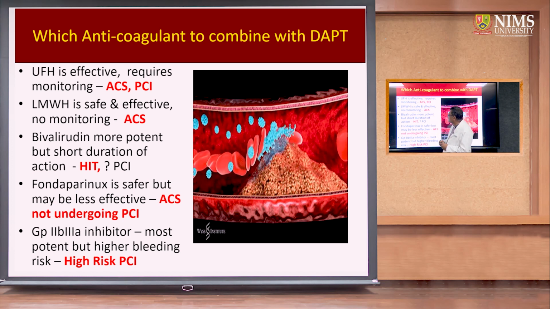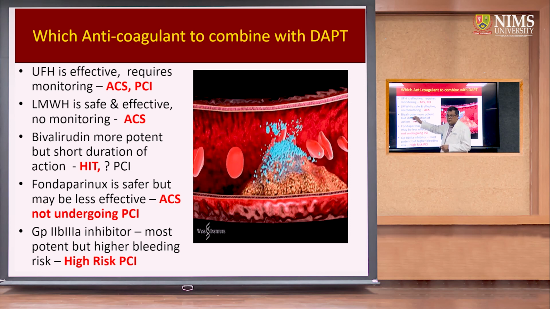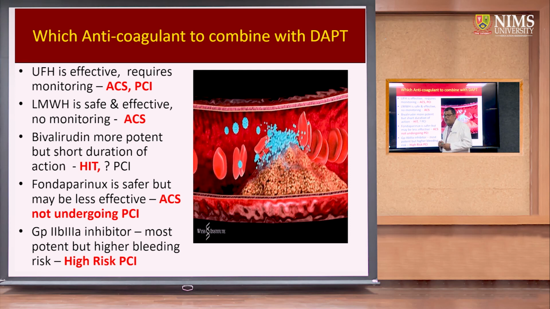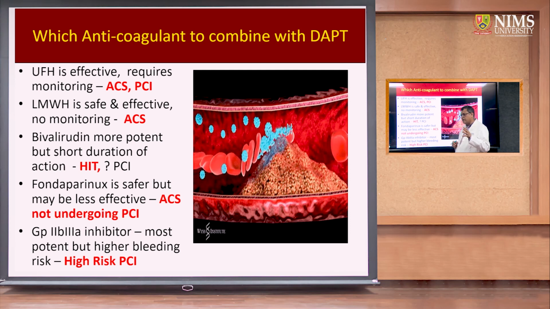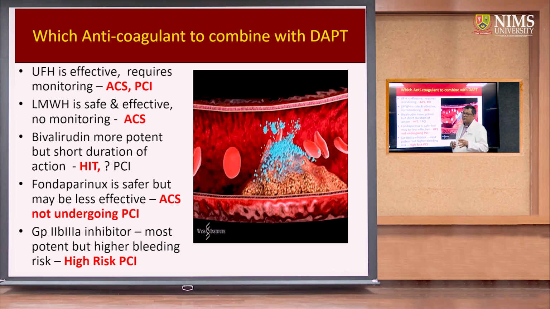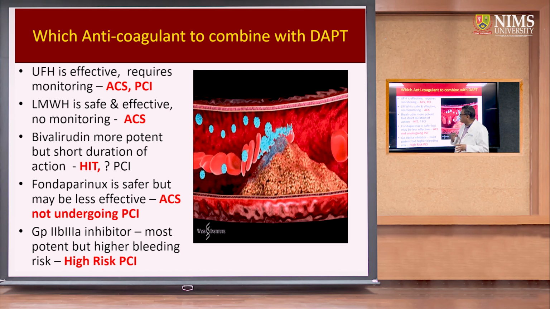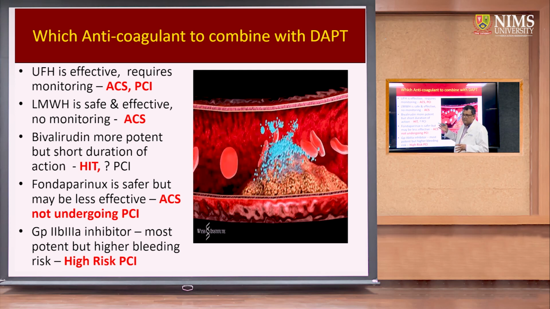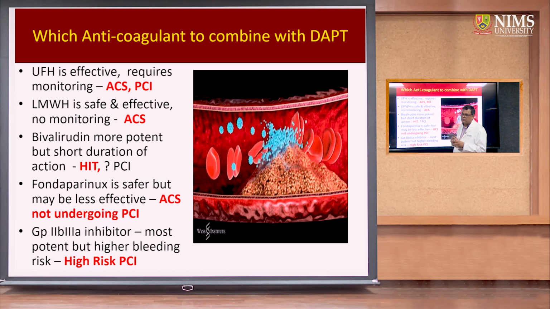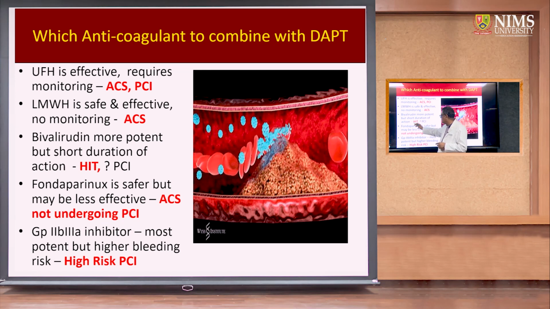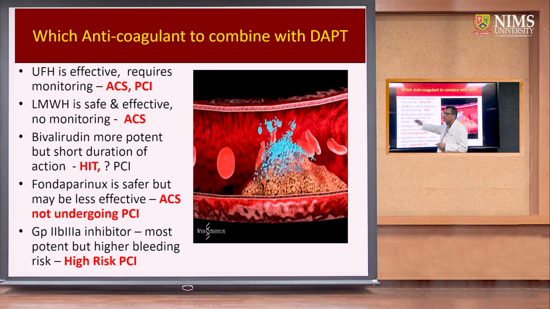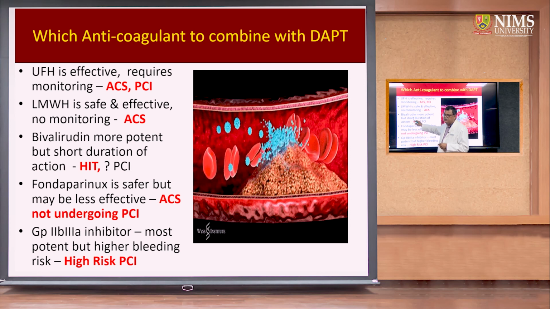But you can use another drug, bivalirudin, because bivalirudin is not only a potent anticoagulant, it also has some antithrombotic effects, but it can cause more bleeding and its action is very short. So, generally it is used where you cannot use heparin. And what is that situation? HIT?